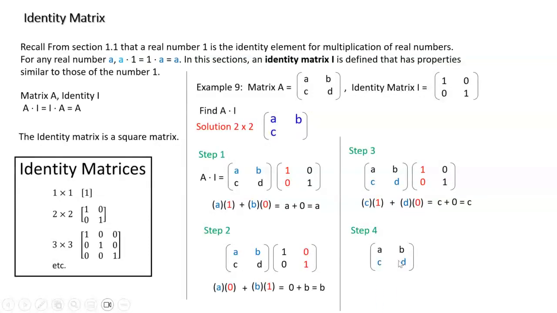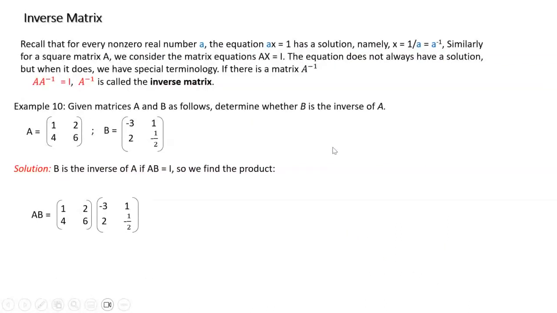Now step 4. We're going to multiply the second row times the second column. This is going to be C times 0 plus D times 1, which will be 0 plus D. The answer is D. You see, guys, there's the proof. So when you multiply any matrix times this identity, it will give you the same matrix. It's like multiplying it by 1.